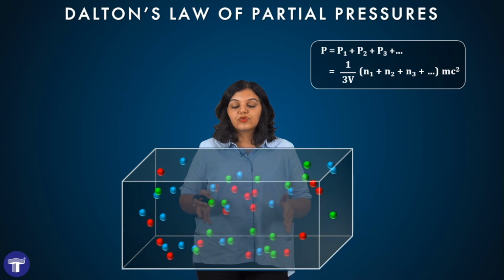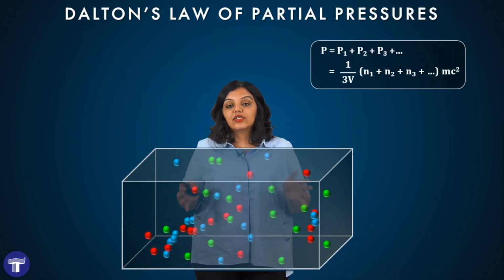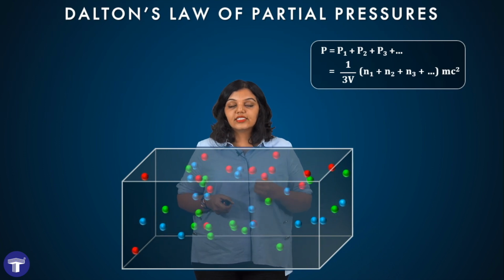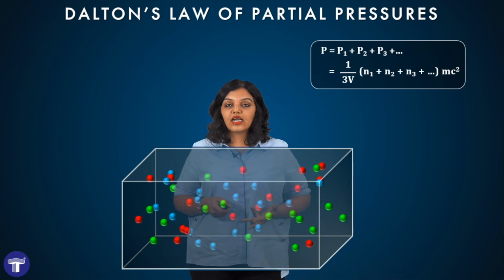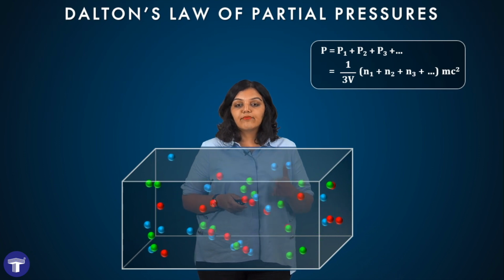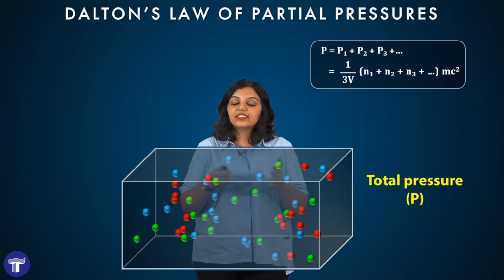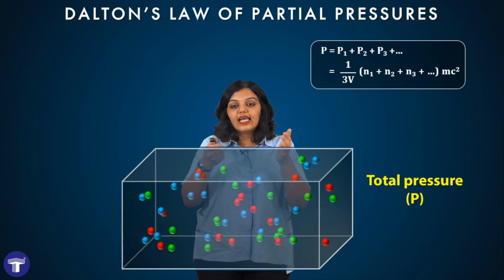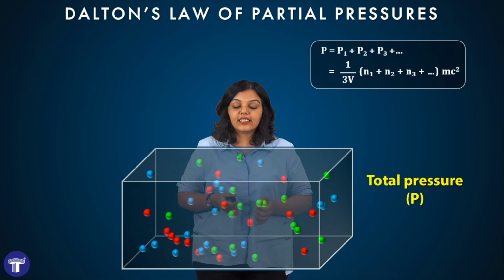Suppose I have this box which is full of gases which are not reacting with each other. Here you can see I have 3 gases because there are 3 different colored molecules, red, green and blue. And therefore I'm asking the question, what is the total pressure exerted by the gas? And I say that the total pressure exerted by the gas is P.